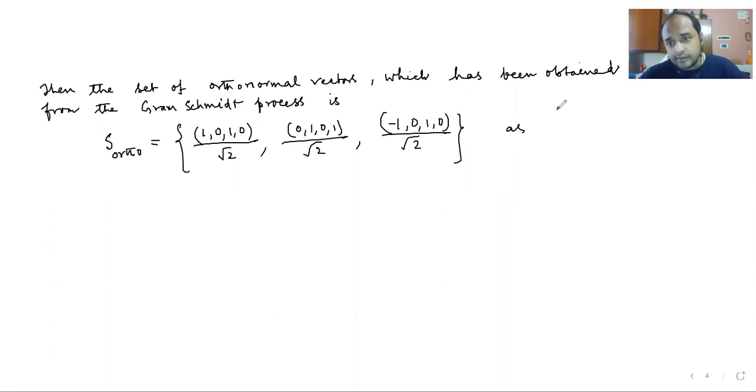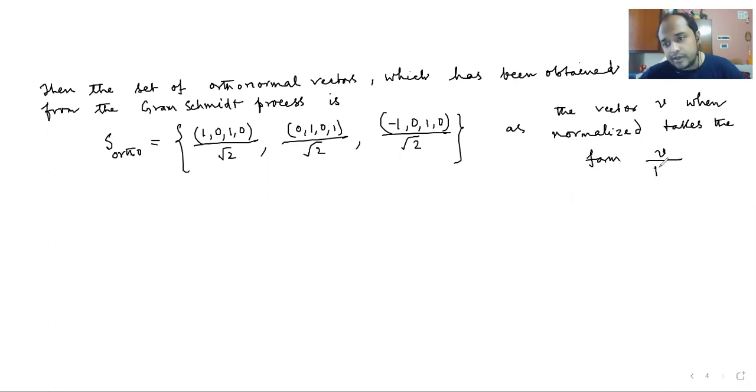as the vector V when normalized takes the form V by norm V. Okay.